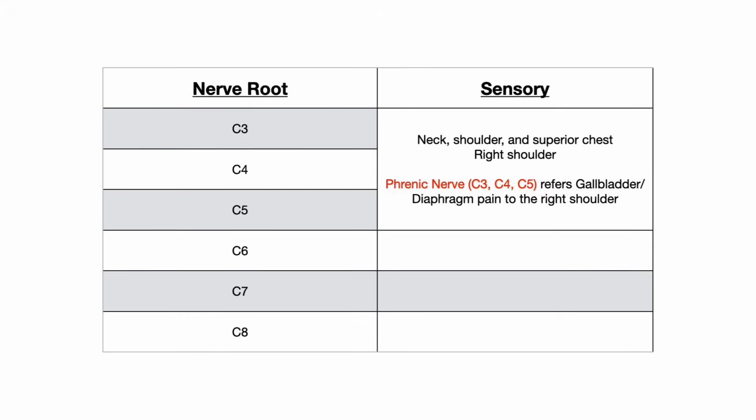Now, as far as C6, C7, and C8, you want to remember the hand. I told you, if you're only going to remember one thing from this discussion, remember the dermatomal distribution in the hand. So C6 provides sensory innervation to the thumb. C7 provides it to the index and middle finger, also known as the second and third digit. And C8 will provide it to the ring and pinky finger, also known as the fourth and fifth digit.